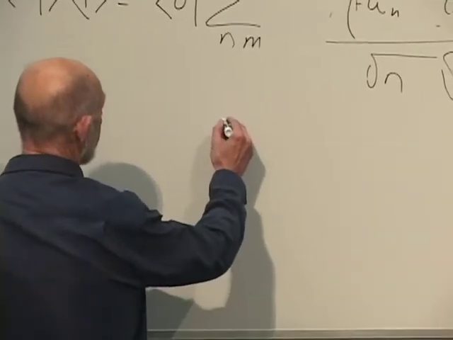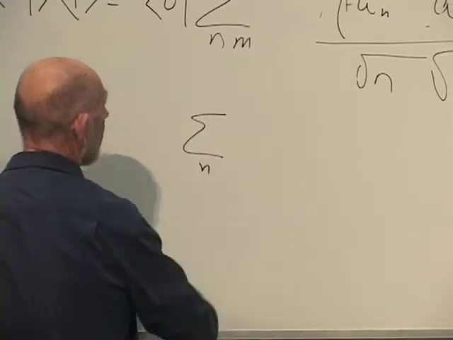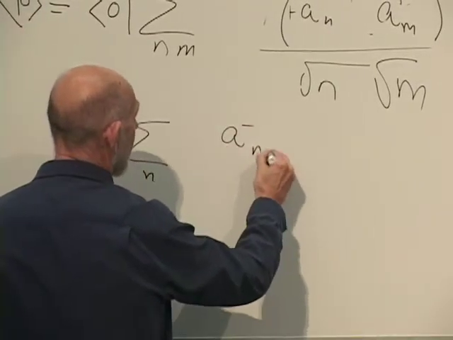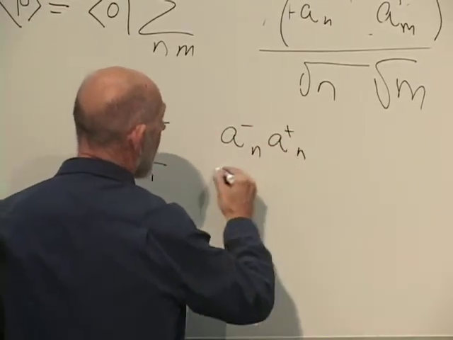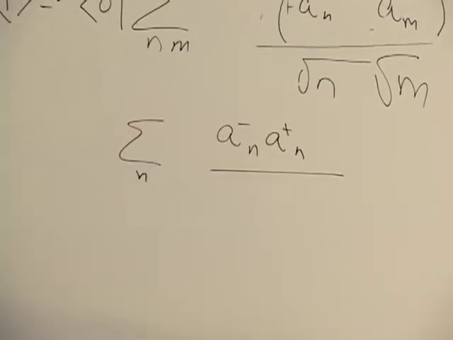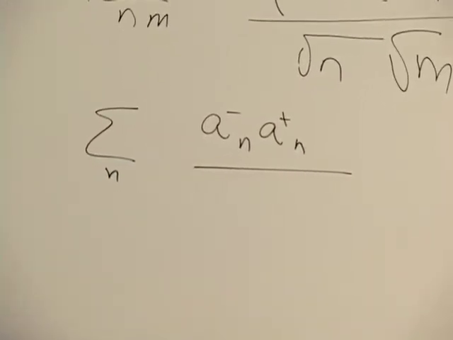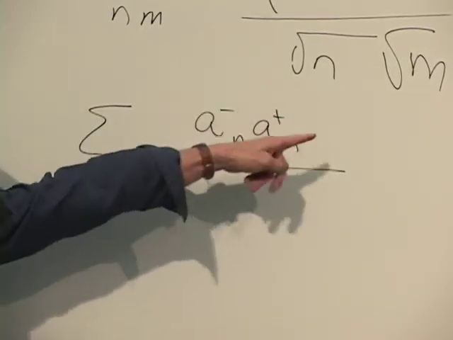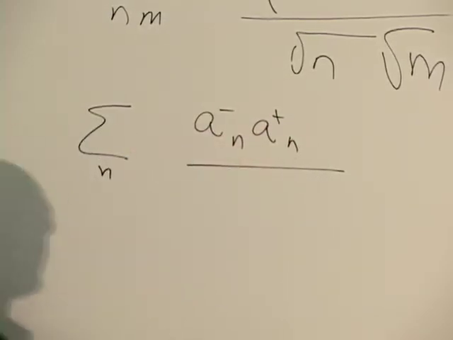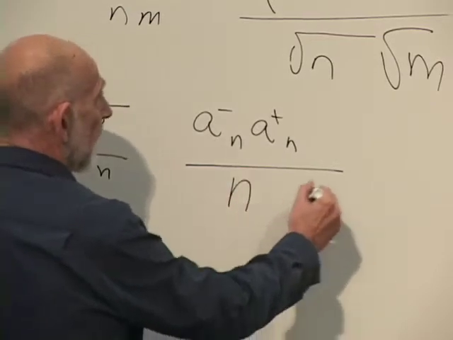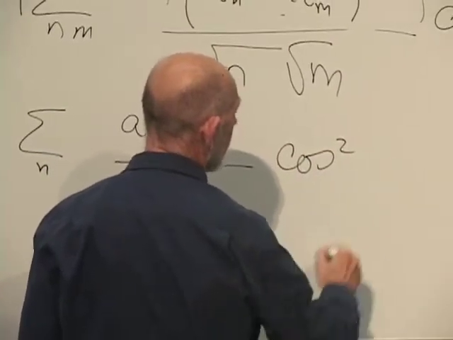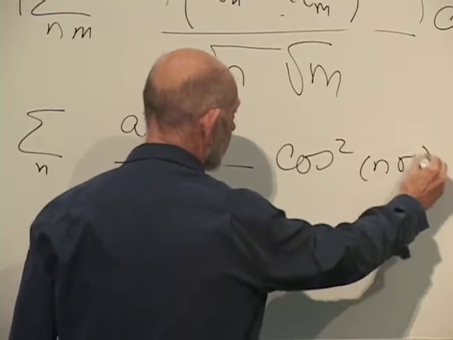It's the sum over n of a minus n, a plus n, over square root of n. Sorry, not n. Square root of n times square root of m, that's just n. And then cosine squared of n sigma.